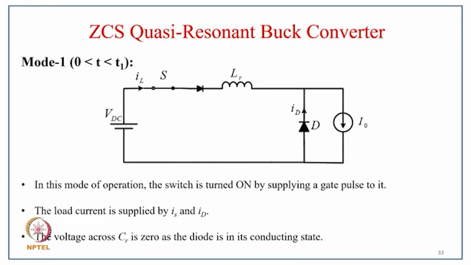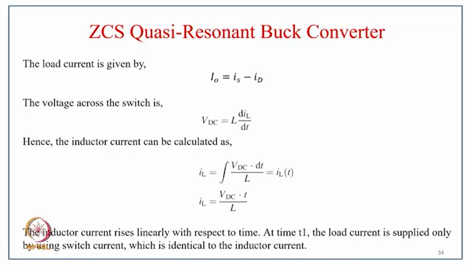And coming to mode 1, from 0 to T1, as you can see the switch is on. So in this mode, the switch is turned on by supplying a gate pulse to it, and the load current is supplied by IS and ID, and the voltage across CR is 0 as the diode is in its conducting state. The load current is I0 equal to IS minus ID, and the voltage across the inductor is VDC equal to L dIL upon dt, and hence the inductor current can be calculated as IL equal to integral of VDC upon L into dt, that is IL equal to VDC t upon L. So the inductor current rises linearly with respect to time.